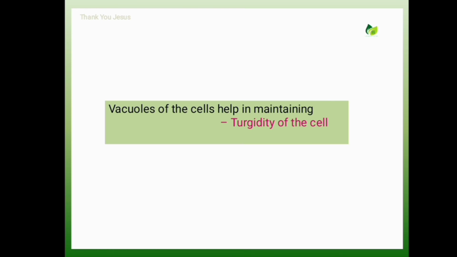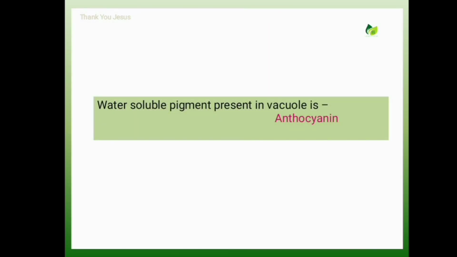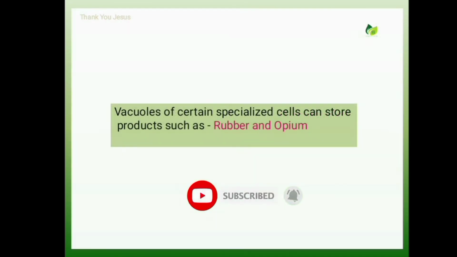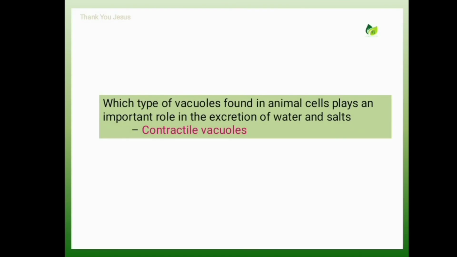Okay, so next question. Water soluble pigment present in vacuole is? Answer is anthocyanin. Next question. Vacuoles play an important role in osmoregulation. Next question. Vacuoles of certain specialized cells can store products such as rubber and opium. Next question. Which type of vacuoles found in animal cells plays an important role in the excretion of water and salts? Answer is contractile vacuoles.